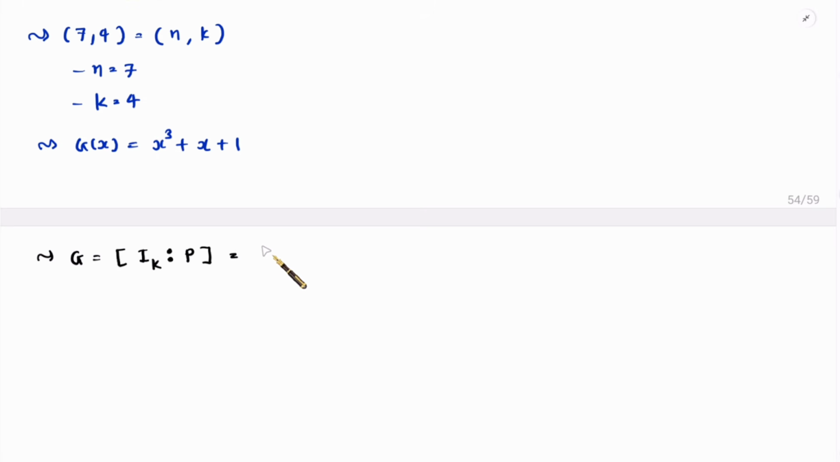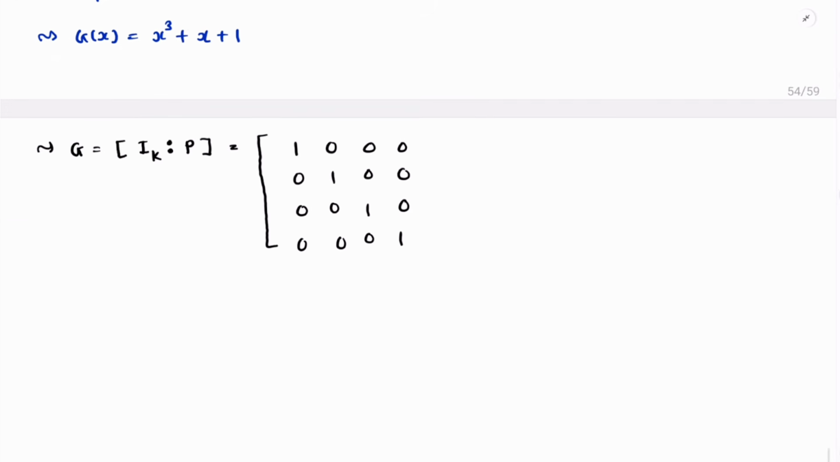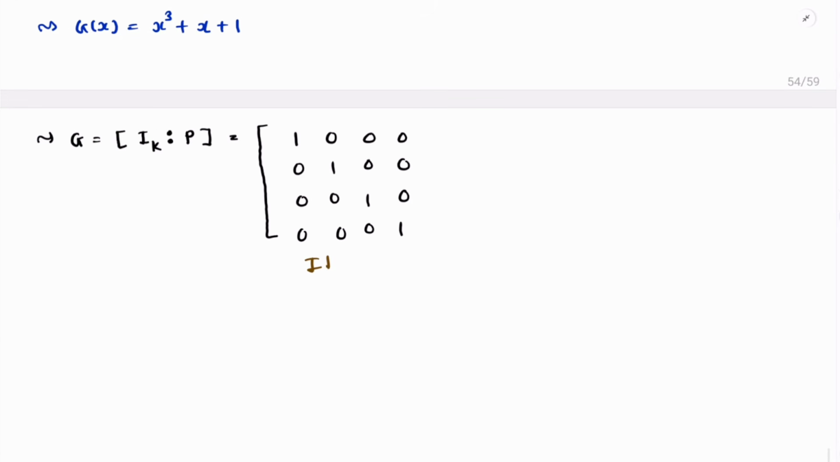Now I'll explain the calculation of the identity first. Identity is I of k, so that will be a k cross k matrix. With identity, the diagonal will have ones and the other bits are zeros. So here I'm making the identity matrix in which the diagonal has ones and other bits are zeros. So this is our identity matrix, right?